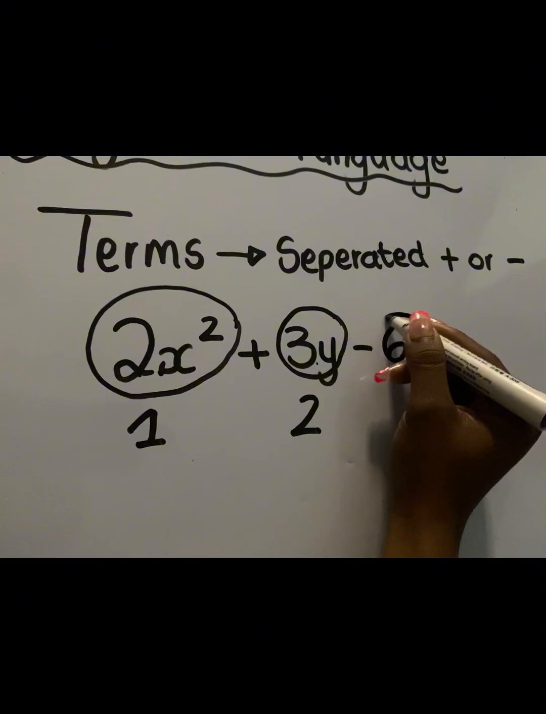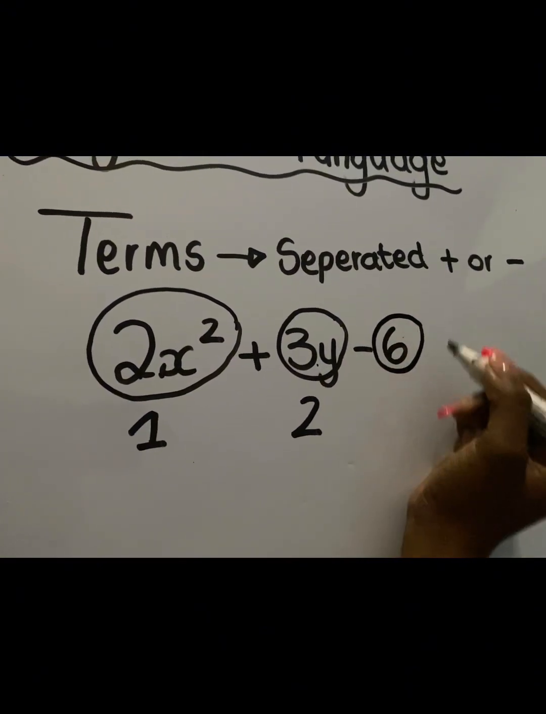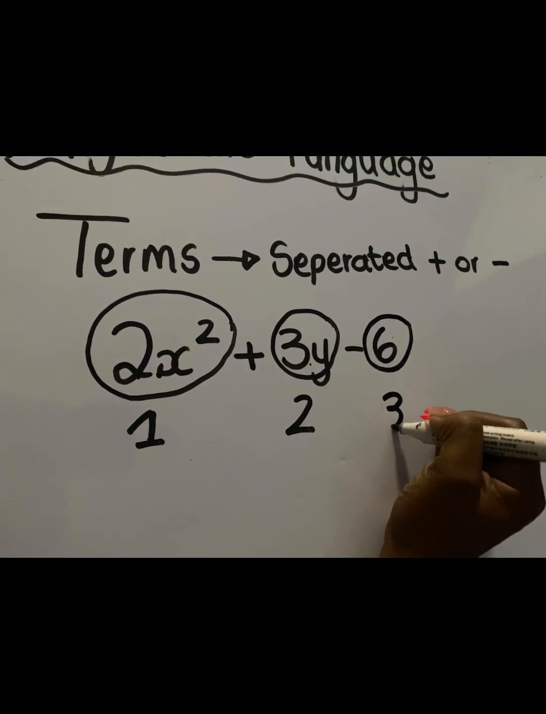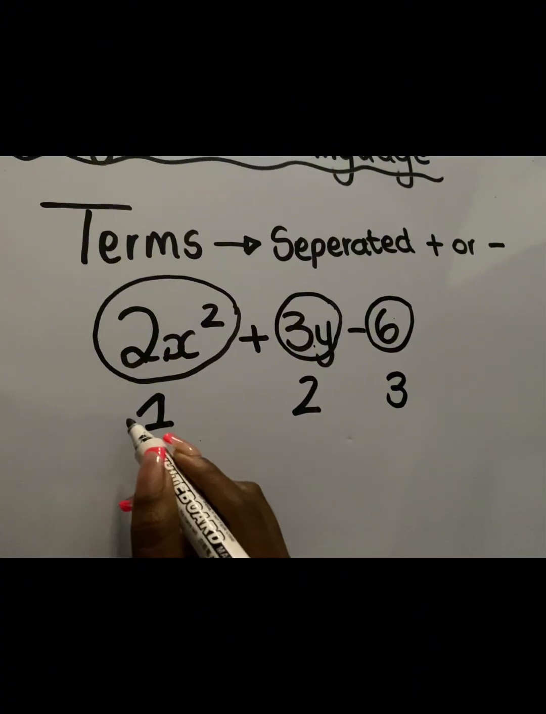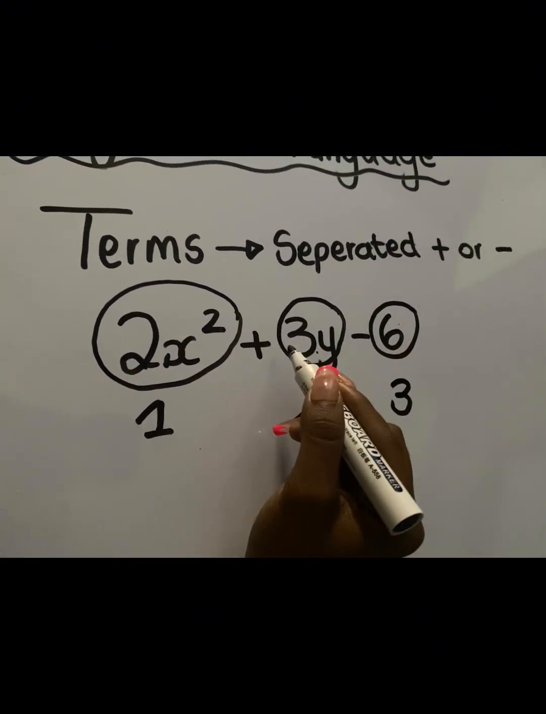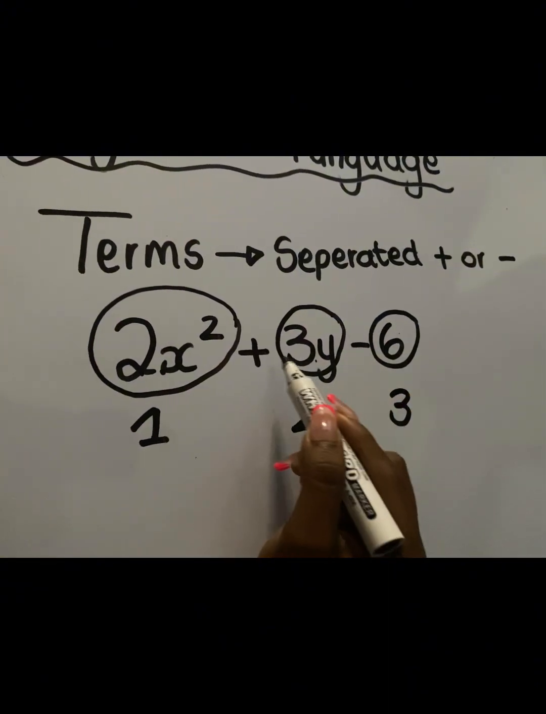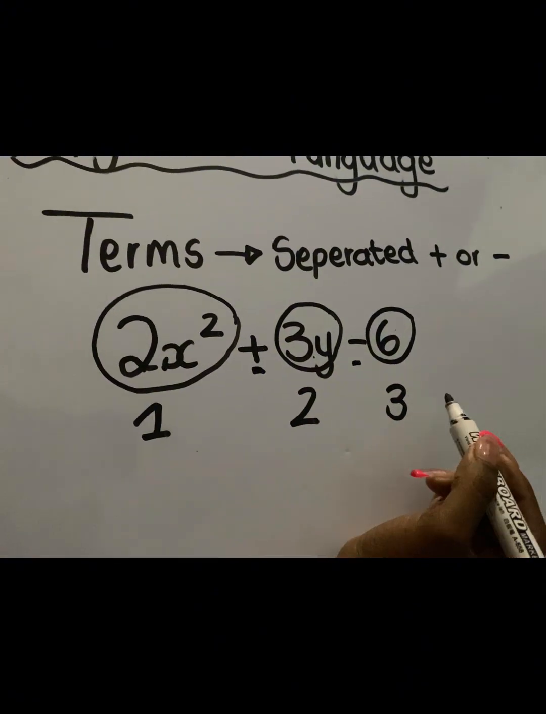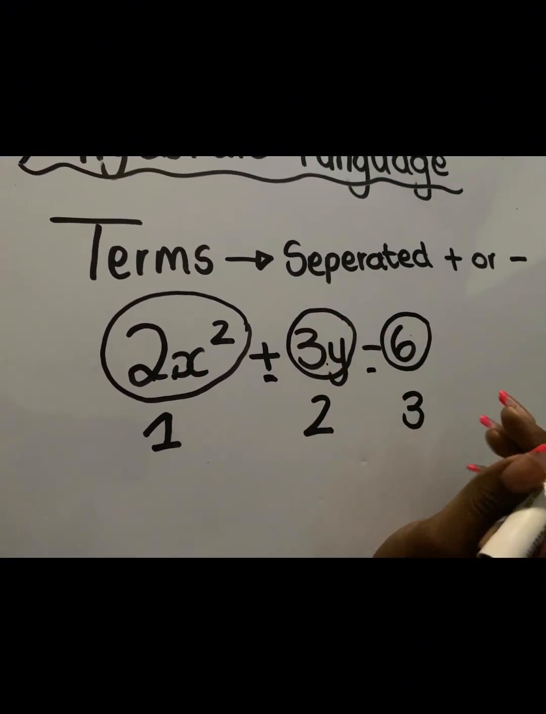Separated by a minus, we have this 6, but you see this 6 does not have a variable. Now this 6 is another term. So here we have 3 terms. Terms are separated by a plus or a minus, not multiplication, not division.